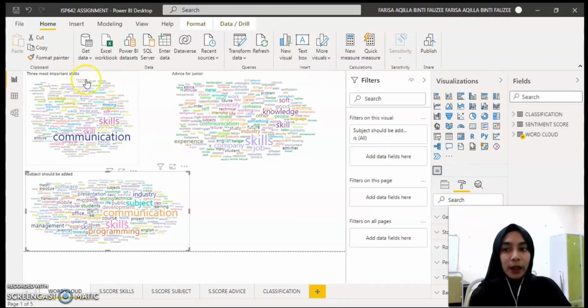The first aspect is skill. The most frequent word used is communication with the number of 97. The second one is skills with the number of 82. For the second aspect, which is the advice, the most frequent word used is skills with the number of 34, followed by knowledge with the number of 15. For the third aspect, which is the subject, the most frequent word used is communication with the number of 19, followed by skills with the number of 20.